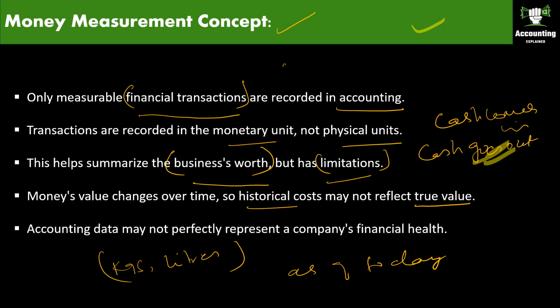Accounting data may not perfectly represent the company's financial health. So accounting considers only the monetary part of your stall, but does not take into account other factors, like the most important factor, customer satisfaction, quality of the tea sold, teamwork among the employees, etc. So it considers only the company's financial health. So these are all the limitations of following the money measurement concept.